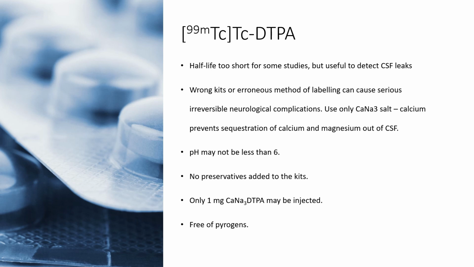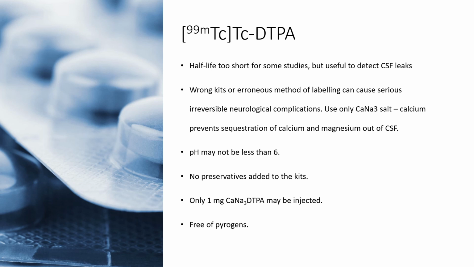The pH of your radiopharmaceutical cannot be less than 6, so you have to measure your pH. There should be no preservatives added to the kits. You cannot inject more than 1 milligram of your kit into the patient, so the amount of active ingredient cannot be more than 1 milligram. There should be no pyrogens. Pyrogens are small chemicals that cause a fever reaction, so you have to test with an endotoxin test kit for the presence of pyrogens if you make it in-house.